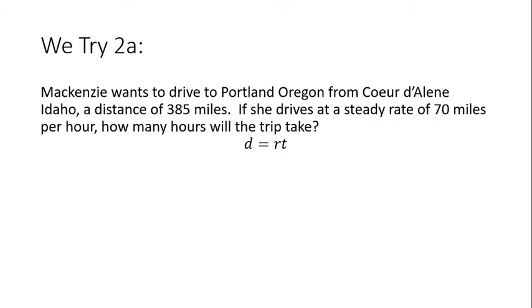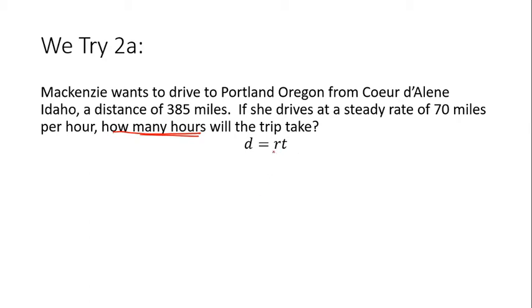So let's try this one together. Mackenzie wants to drive to Portland, Oregon from Coeur d'Alene, Idaho, a distance of 385 miles. If she drives at a steady rate of 70 miles per hour, how many hours will the trip take? So this one's a little bit different because this time I'm looking for the number of hours, which is my time. I'm looking for my time variable. So I'm going to solve for my time variable within my equation.